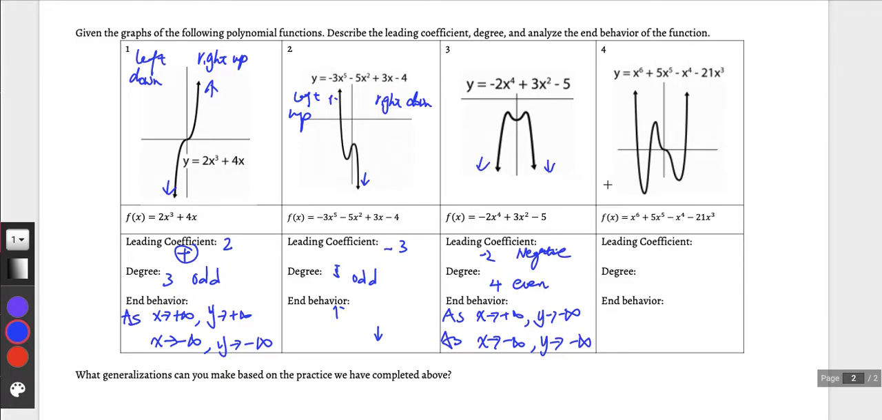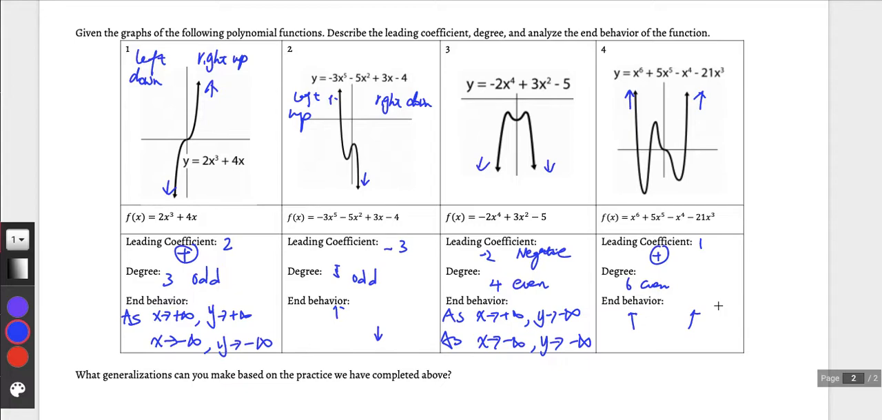For the last one, the leading coefficient, as you can see, has no number, so it's actually an invisible 1, and it's positive. And the degree is 6, so it's also even. No matter how many curves you see in between, end behavior will only focus on the ending part. So for this one we can see it is right up, left up. They both go up. So that's why it looks like this one.